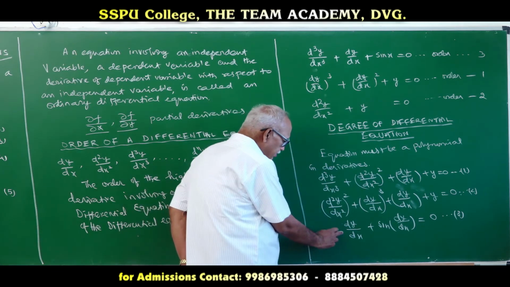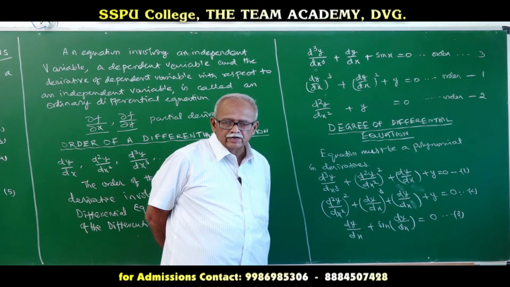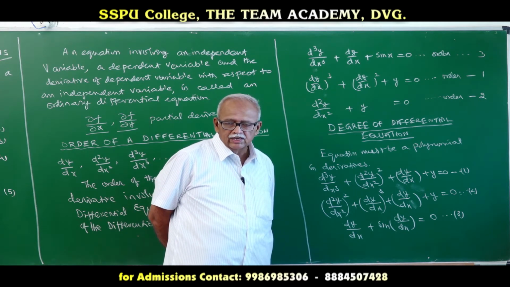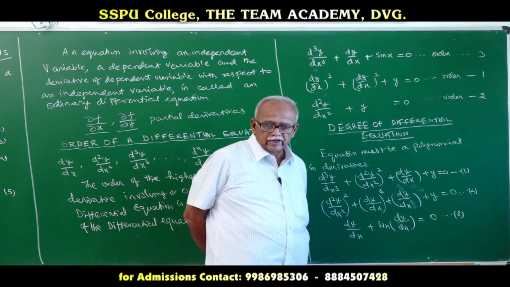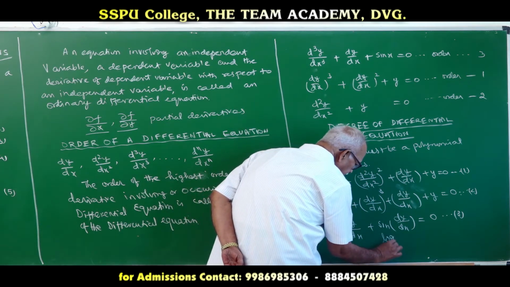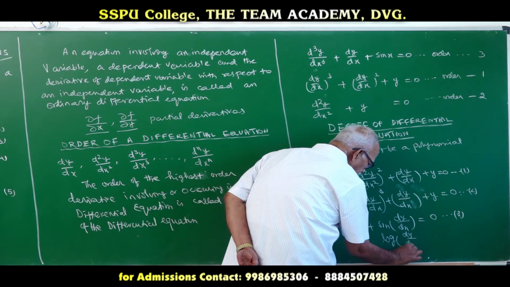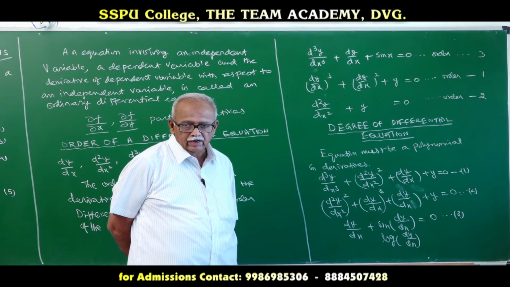But the third equation you can see, it is not a polynomial, sine of dy by dx. In a polynomial function we don't get other functions, only algebraic functions will be there, x will be there, and there is no sine, cos, log, etc. Even if you get log dy by dx, it is not a polynomial.